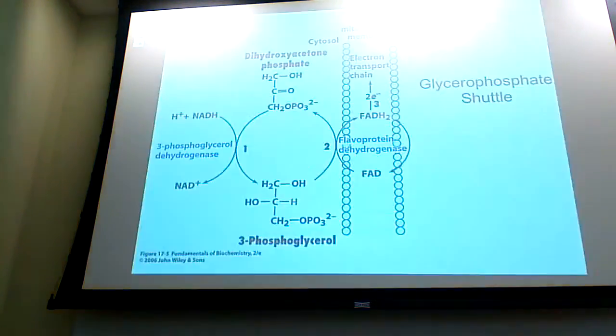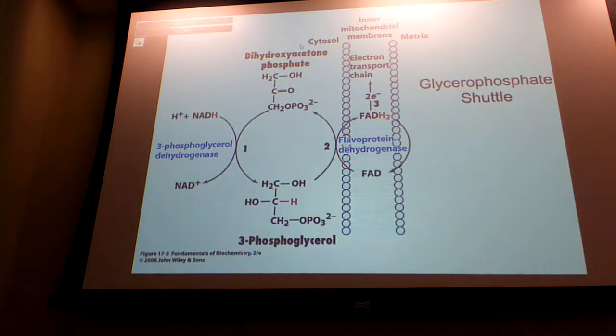Oh, oops, I'll show you this one too. If you're an insect, I don't think there are any of those in here, but if you're an insect, there's another method for transport of NADH electrons into the electron transport chain that doesn't involve that shuttle. Basically, you end up transferring the electrons from NADH to an FAD. And this is the same FAD that you're going to see in the citric acid cycle, the prosthetic group of the dehydrogenase.